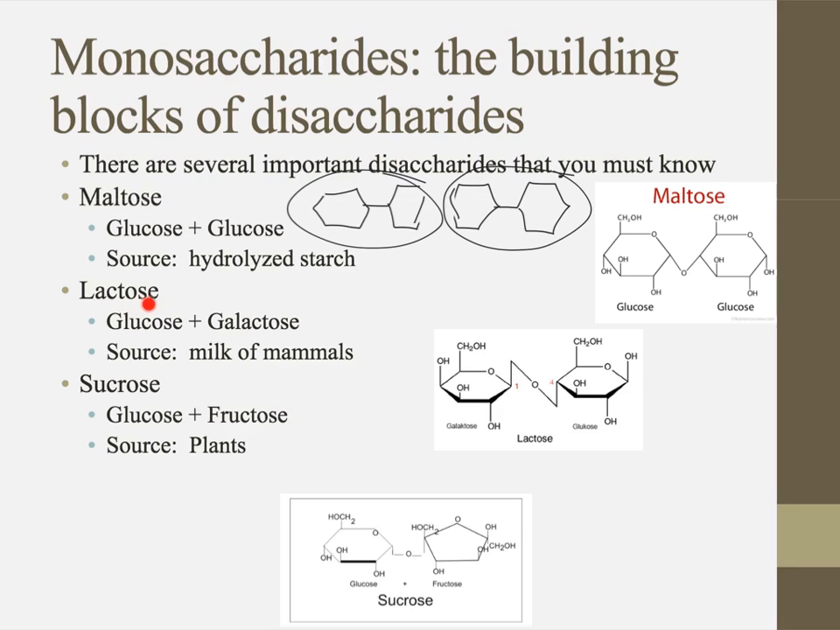Notice that all of these end in OSE. Okay, OSE is a very indicative ending of both disaccharides and monosaccharides. Because life's not fair, we don't use that ending for polysaccharides. That would just be too easy, okay? But to identify mono and disaccharides, definitely be on the lookout for that OSE ending.